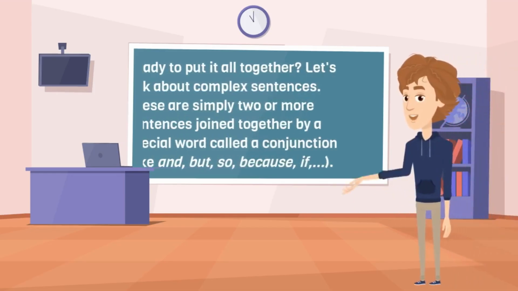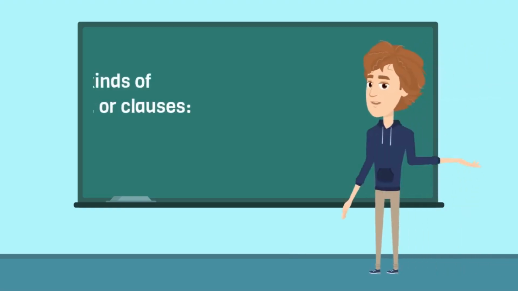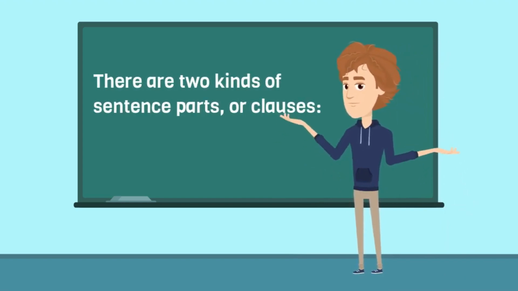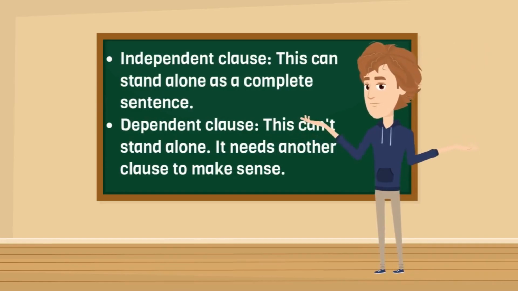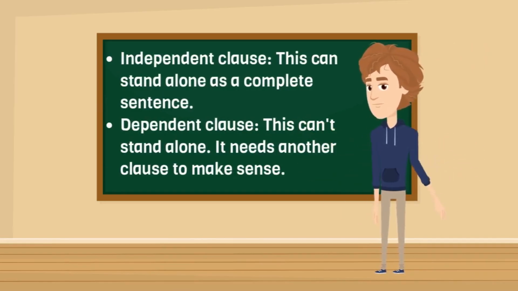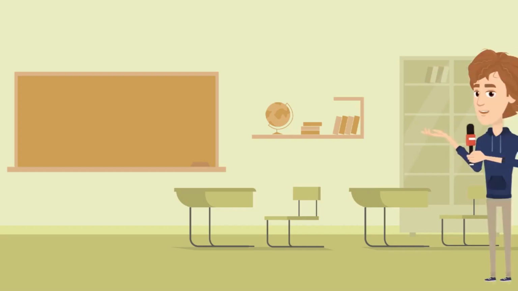Let's talk about complex sentences. These are simply two or more sentences joined together by a special word called a conjunction, like and, but, so, because, if. There are two kinds of sentence parts or clauses. An independent clause, this can stand alone as a complete sentence. Dependent clause, it can't stand alone. It needs another clause to make sense.